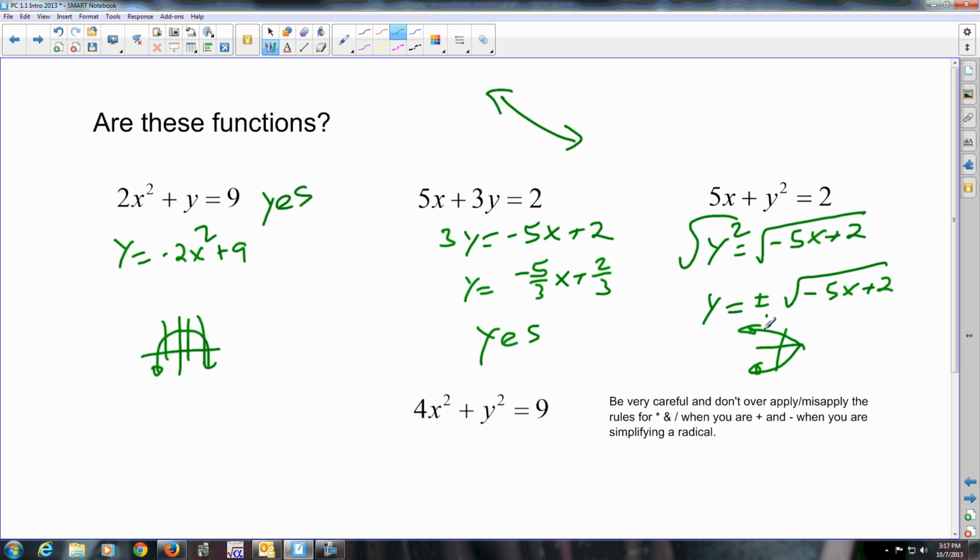Either way, graph it, look at it, whether I'm correct or not, imagining what this thing looks like, it would fail the vertical line test. But you can verify that by sticking it in your calculator and graphing it.